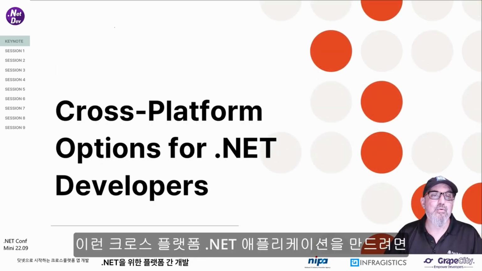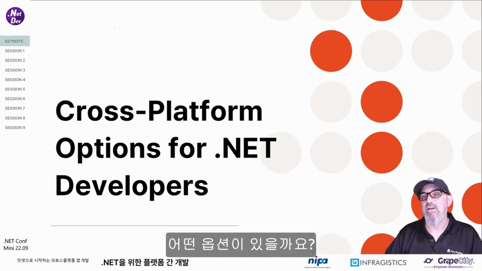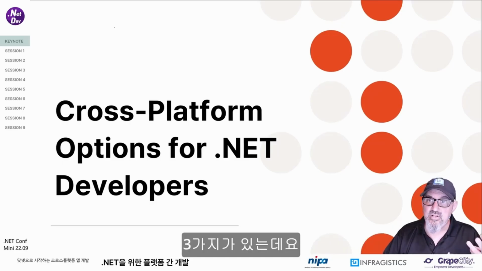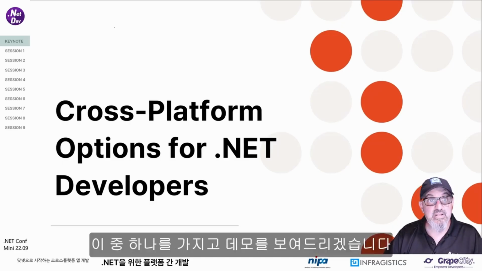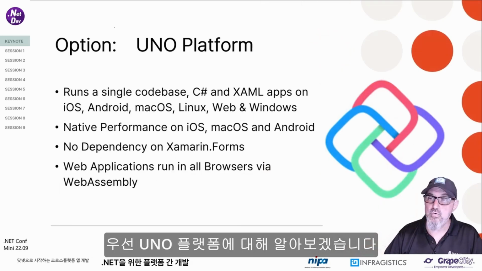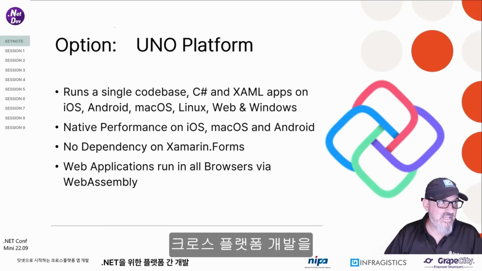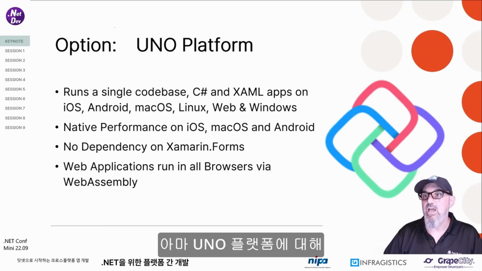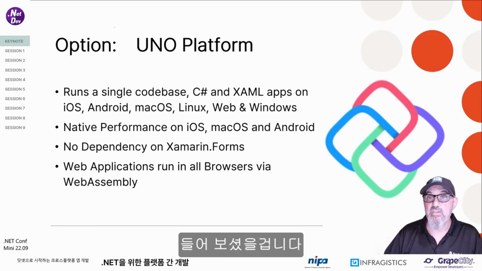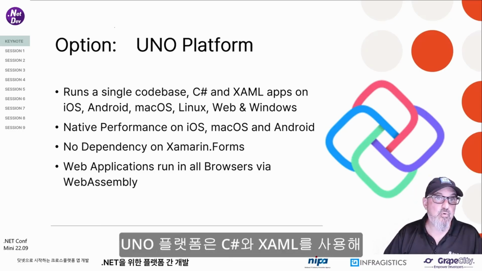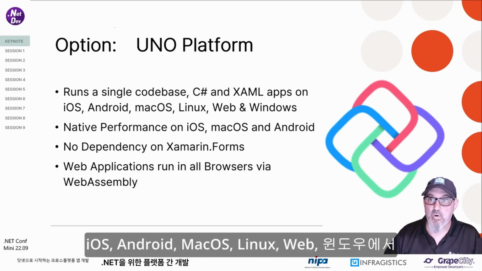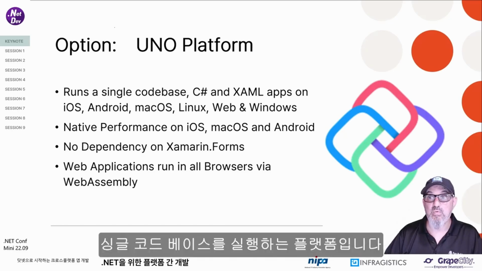So, what are your options to build out these cross-platform .NET applications? We're going to talk about 3 options today, and I'm going to do a demo of one of those options. First, I want to talk about the Uno platform. If you've been paying attention to cross-platform development over, let's say, the last 3 or 4 years, you've probably heard of the Uno platform. The Uno platform allows you to run a single code base using C# and XAML to deploy apps to iOS, Android, Mac OS, Linux, web, and Windows.